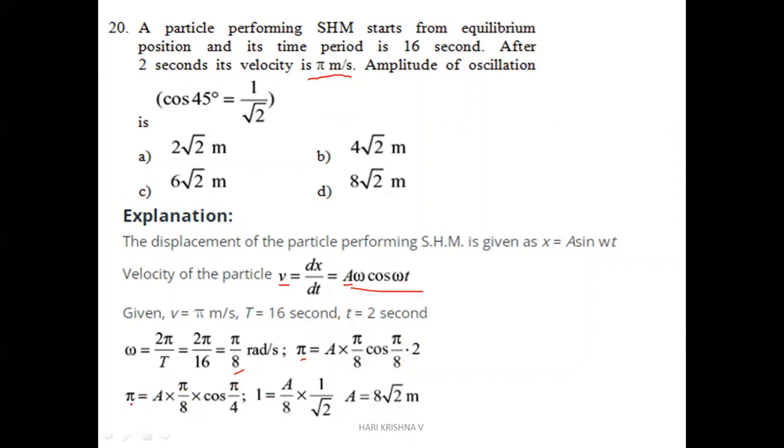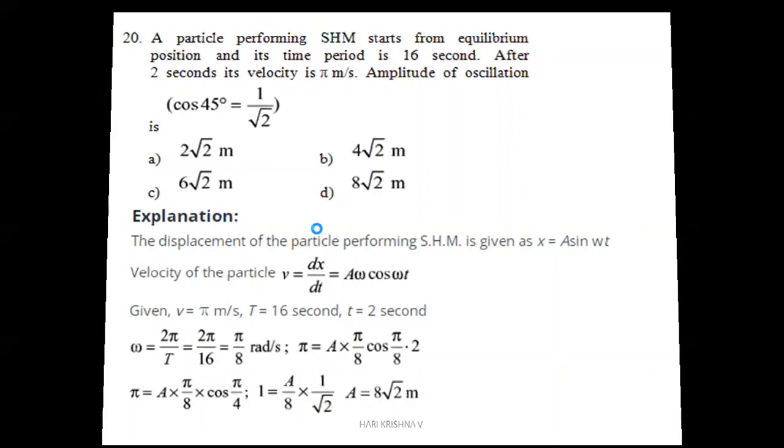So pi is equal to a by 8 into 1 by root 2. Cos pi by 4 is 1 by root 2, 45 degree. And this pi you can cut off. So 1 divided by 8 by root 2, so you get A as 8 root 2. The maximum amplitude we get as 8 root 2.